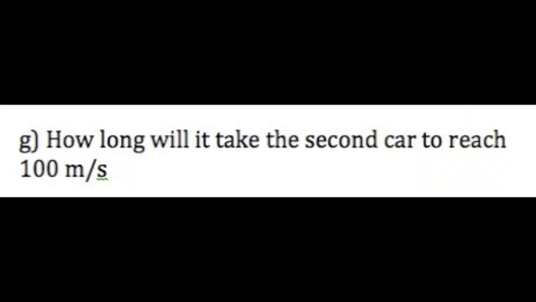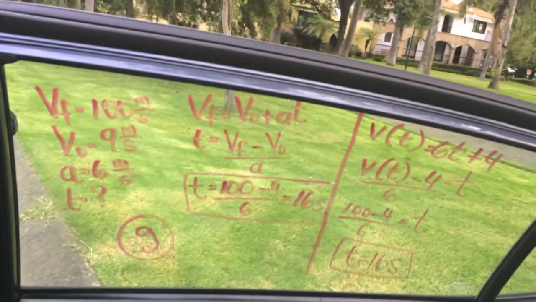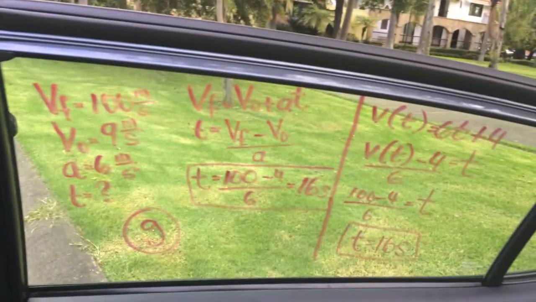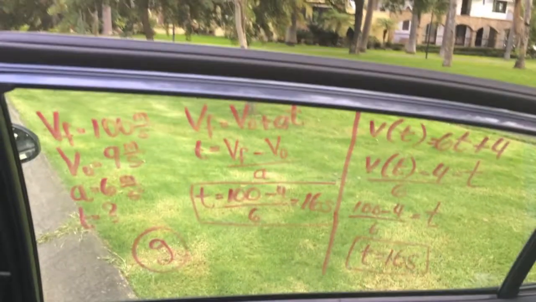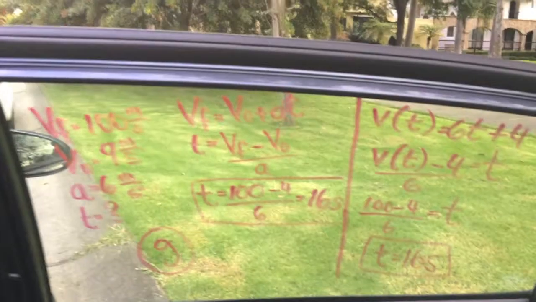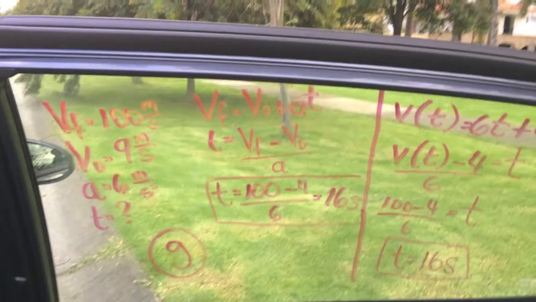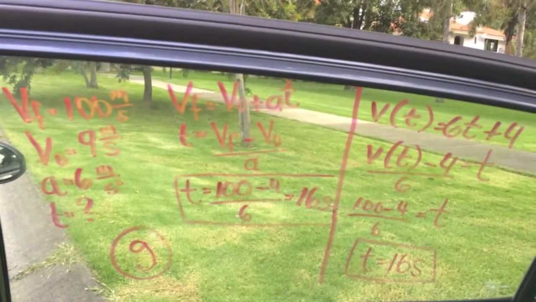Finally, for G, we only want to know how long it will take the second car to reach 100 meters per second. For physics, we have the formula final velocity equals initial velocity plus acceleration times time. So we only substitute values and we get 16 seconds. And for calculus, we have the derivative. We only have to isolate t, which is time, and we get the same result, 16 seconds. It was amazing all that we could get with this.